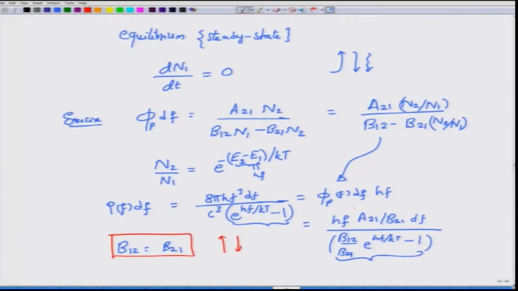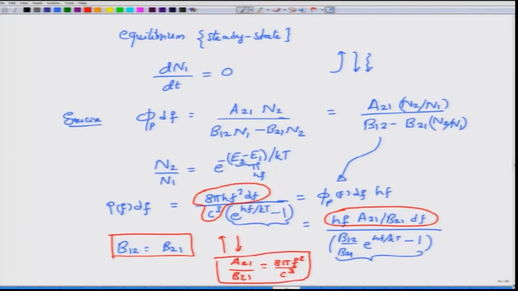And then you have hf A21 by B21 df being equal to 8 pi hf cube df by c cube, and then you can equate the two to obtain A21 divided by B21, which is the ratio here, to be equal to 8 pi f square divided by c cube. The df will cancel anyway. So, you have A21 by B21 being equal to 8 pi f square by c cube. Now, we are at the end of this module.